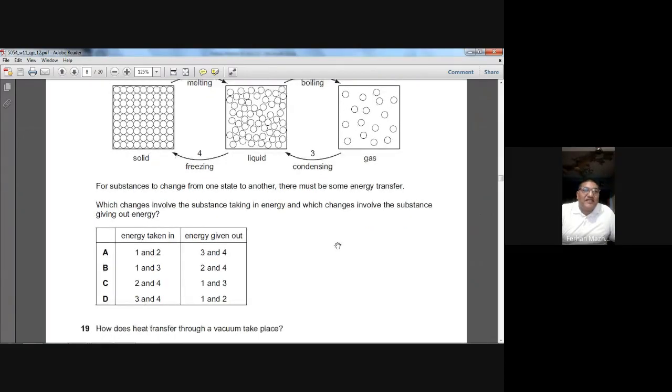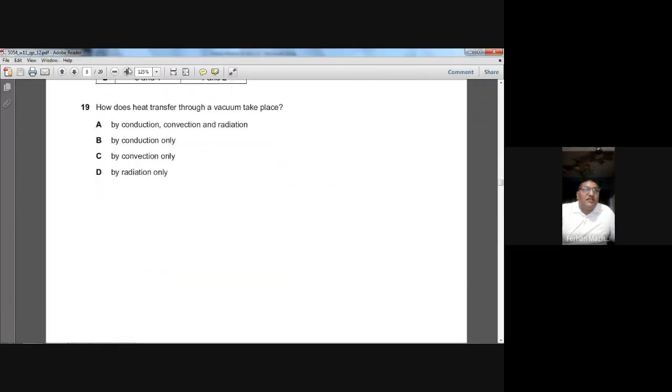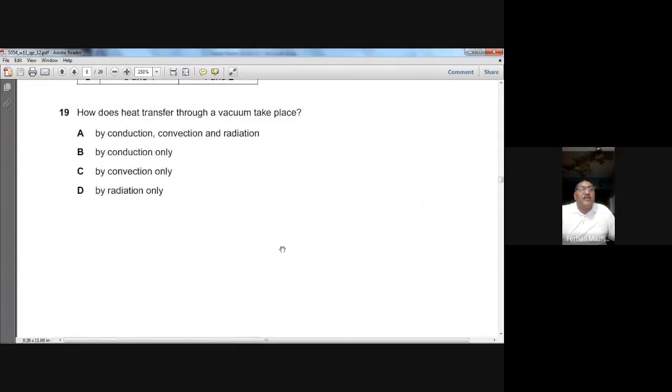I hope you have understood it. Question number 19 is on your screen. How does the heat transfer through a vacuum take place? In the vacuum, the heat transfer takes place by the transfer of infrared radiation. By radiation only, D. So question number 19, D is the option, radiation only. In the vacuum, through radiation, the heat is transferred. Conduction and convection cannot take place in a vacuum because they require a medium.